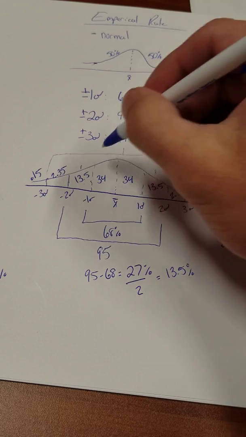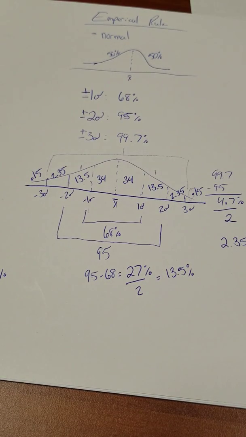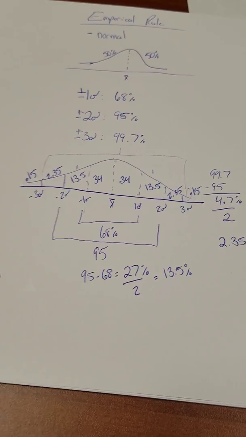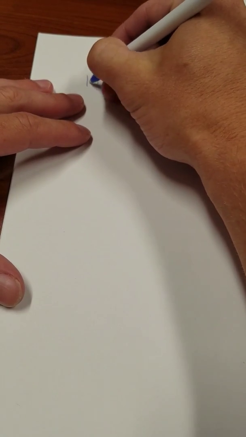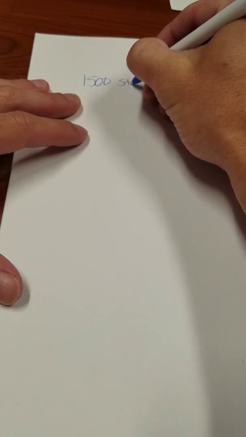Now, this you need to write down, keep it in your notebook. You need to know how to come up with those percentages underneath the curve. So every time you do one of these problems, practice it. Write it down. So let's look at what a problem is actually going to look like. They might tell you something along the lines that we have 1,500 students taking the ACT.